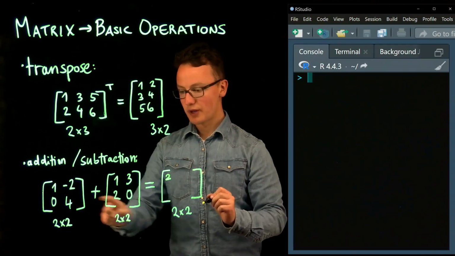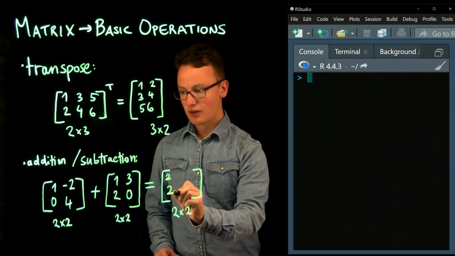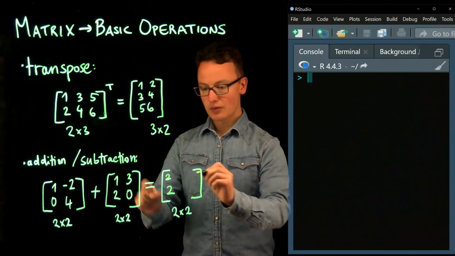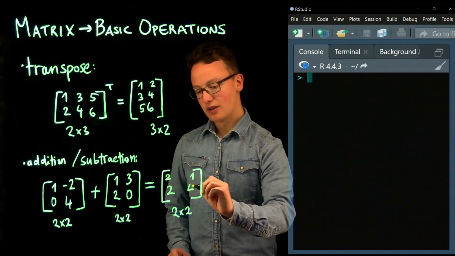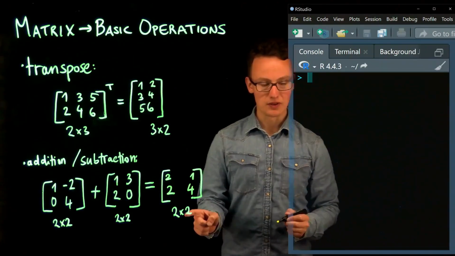We will do 0 plus 2, which also gives us 2. We will do minus 2 plus 3, which will give us 1. And we'll do 4 plus 0, which will give us 4. So that is going to be the result of this addition.